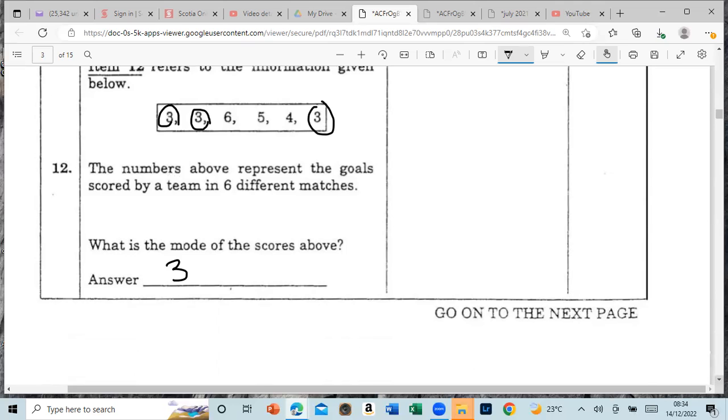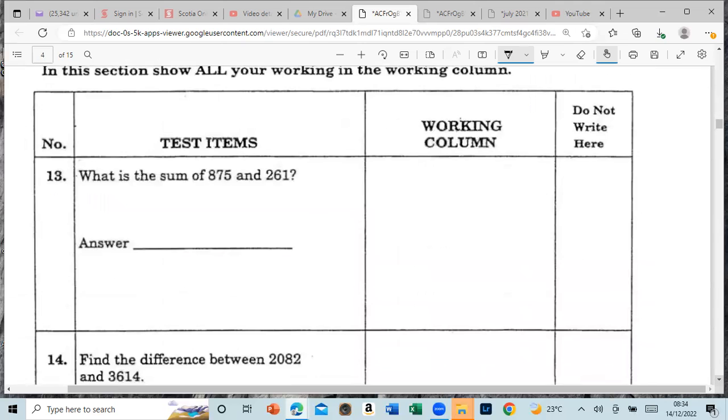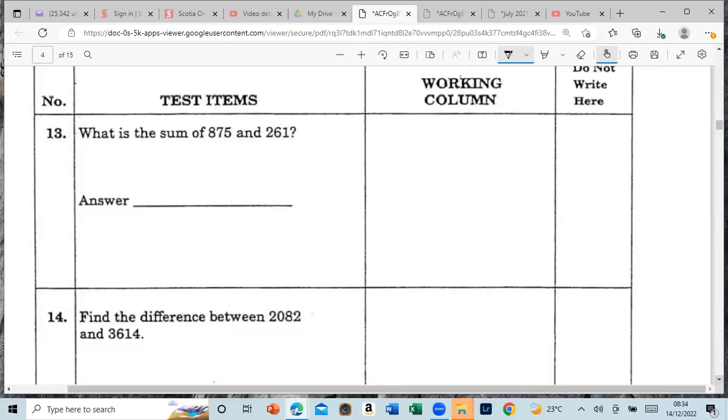Right? Let's move on to, guys, remember you're supposed to type in the answer before me. What is the sum of 875 and 261?